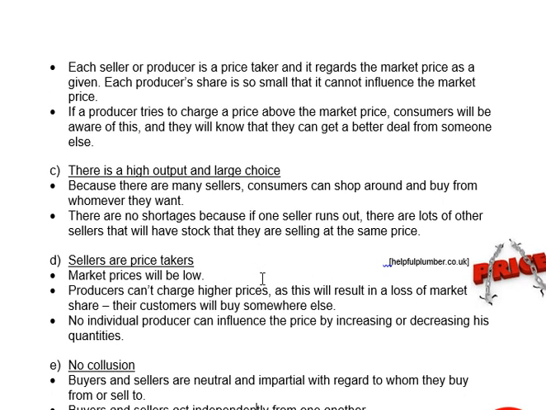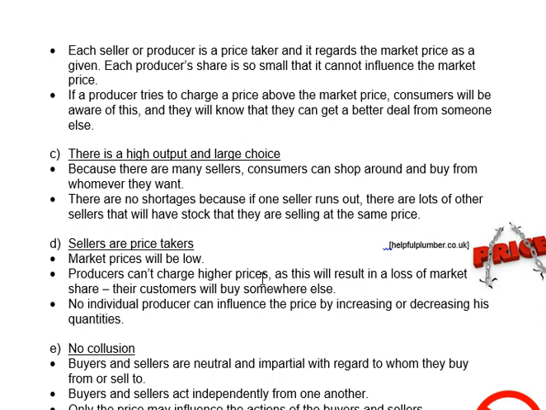Right, so each individual seller and each individual producer is a price taker. As I said, each one's share is so small, it is 100% impossible for them to influence the price through their actions. Each seller and each consumer is a price taker. The market will determine the price, and each individual producer will take this price and they will only decide how much they're going to sell at this given price. Nothing they do can change the price.